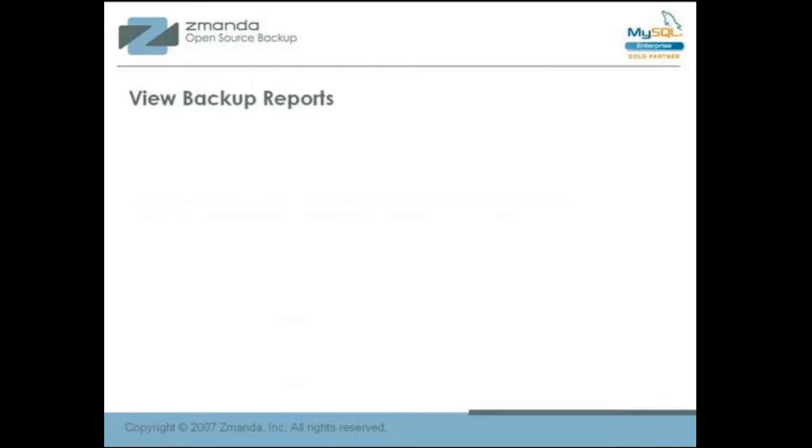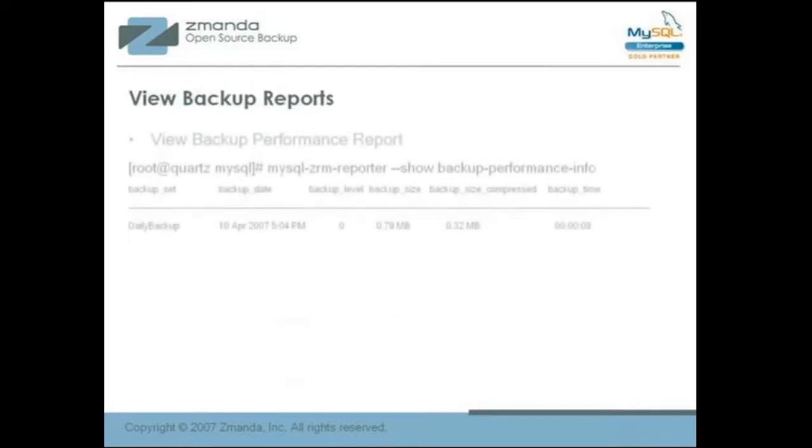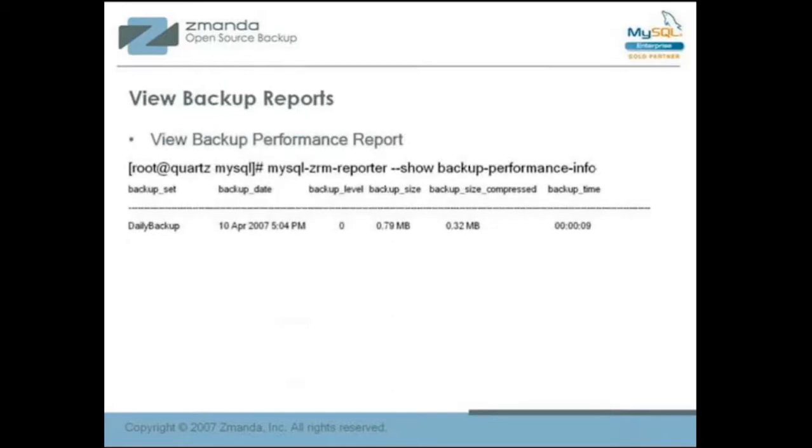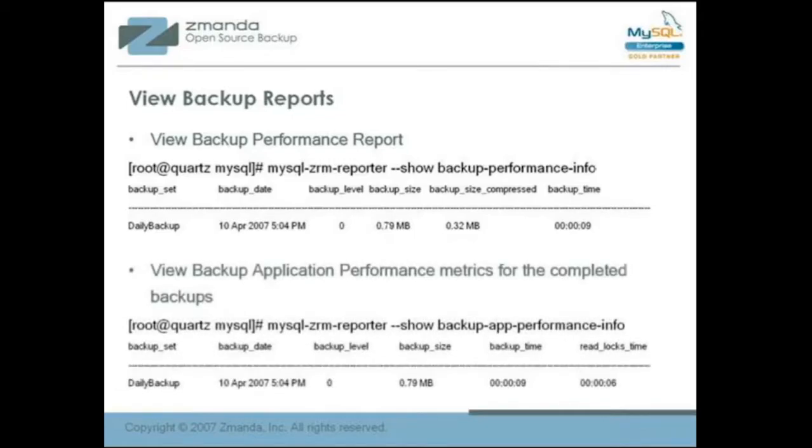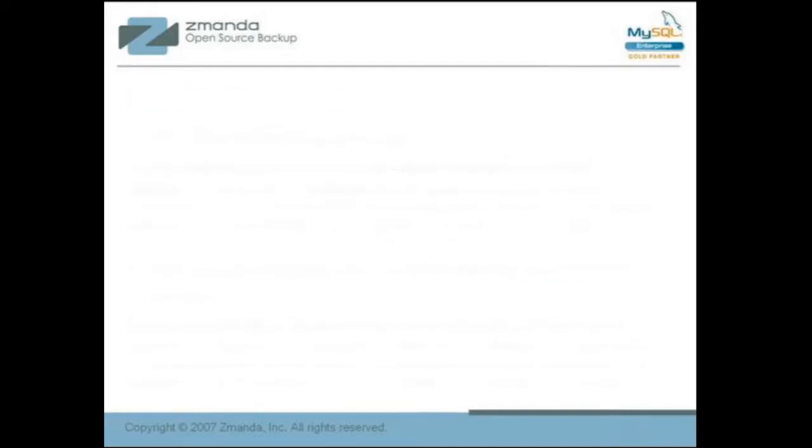Let's take a look at our backup reports. The first report shows some performance metrics, such as the time and date of the backup, the size of the backup before and after compression, as well as the total backup time. The second report shows the application performance metrics, such as the total read lock time. Please note that only read locks are issued during the backup windows.